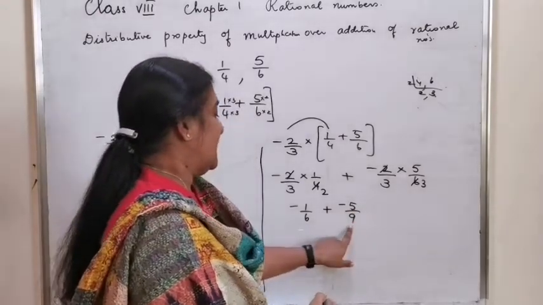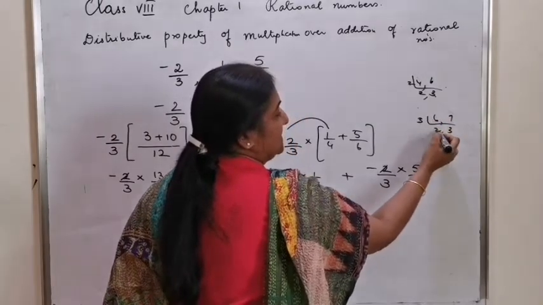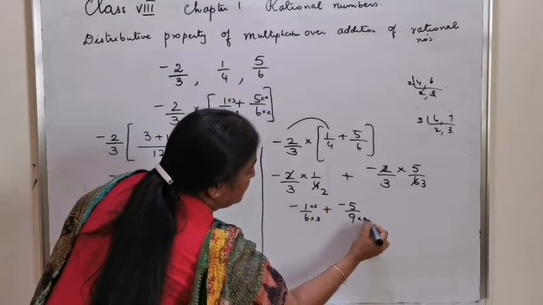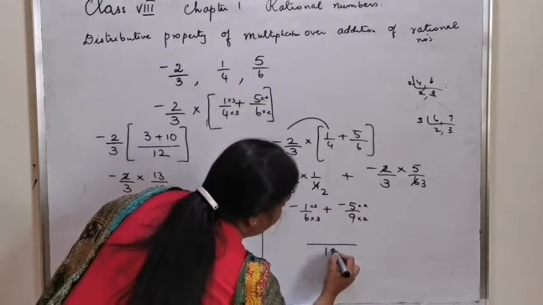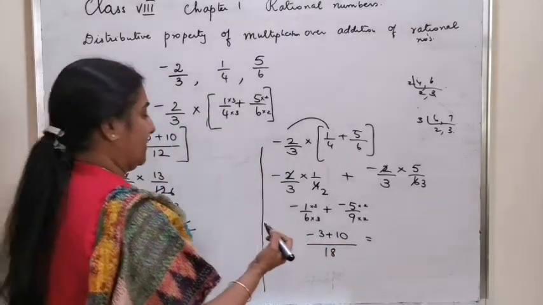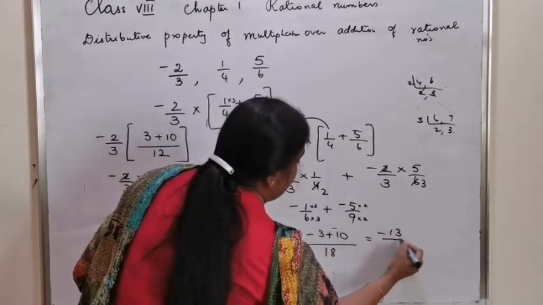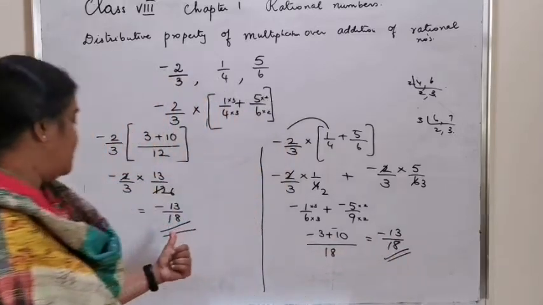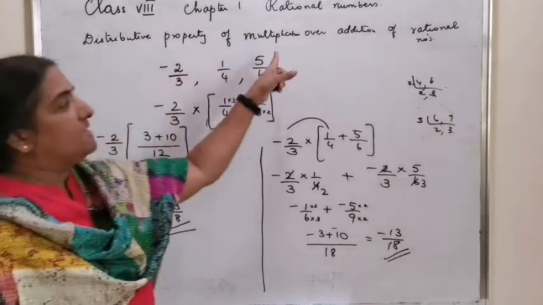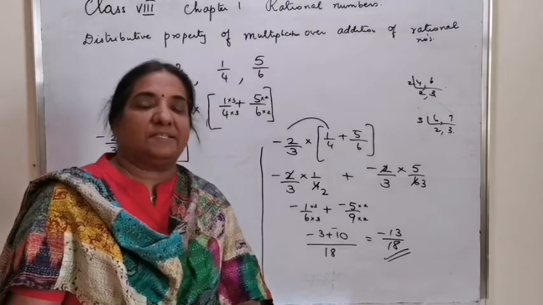LCM of 6 and 9 is 3, 2, 3, 3 2s are 6, 6 3s are 18, into 3 into 3 into 2 into 2. Or the answer is minus 3 plus 10, which is equal to minus 3 plus minus 10, which is equal to minus 13 by 18. So we can very well understand that the distributive property of multiplication over addition of rational numbers is satisfied.